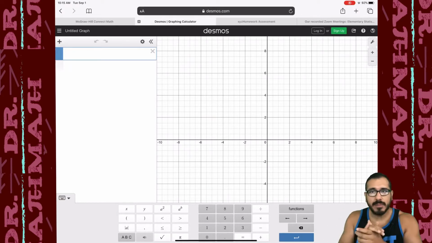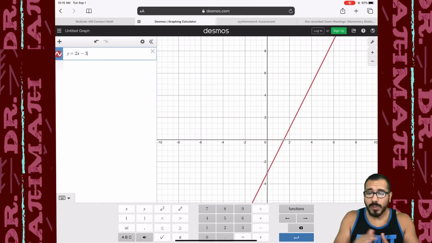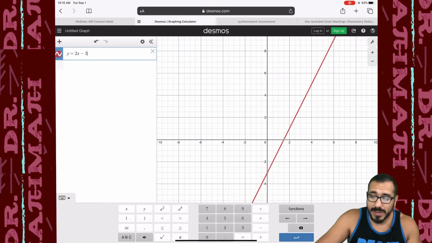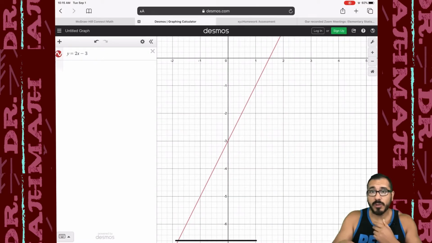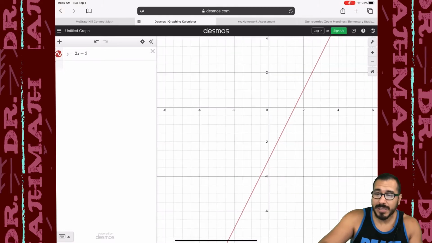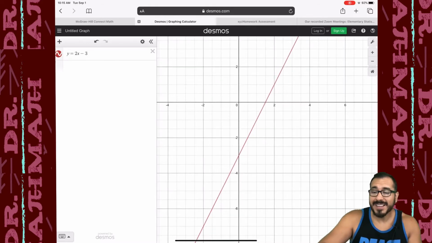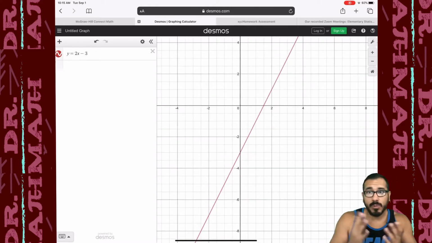Let's say we're talking about algebra, and we're graphing some equations, and I want to graph y equals 2x minus 3. Right away, we see Desmos comes to our rescue and graphs it for us, and we could zoom in. That's what's awesome about it, either using your mouse, or a touchpad, or your phone or a tablet. What's nice about Desmos is you could really move the graph around to zoom in and look at whatever you want to look at.